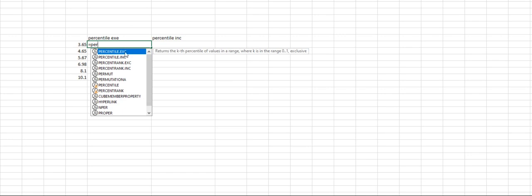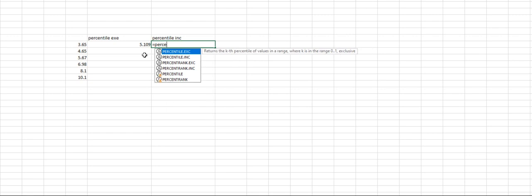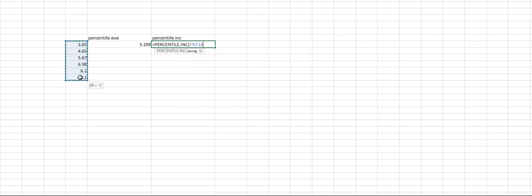So the formula I'm going to write here is taking this data set, and then the percentage is, let's say, 0.35. So that will be my exclude. If I do the same thing for include, for the same percentage, obviously the values will be different. So there you are.